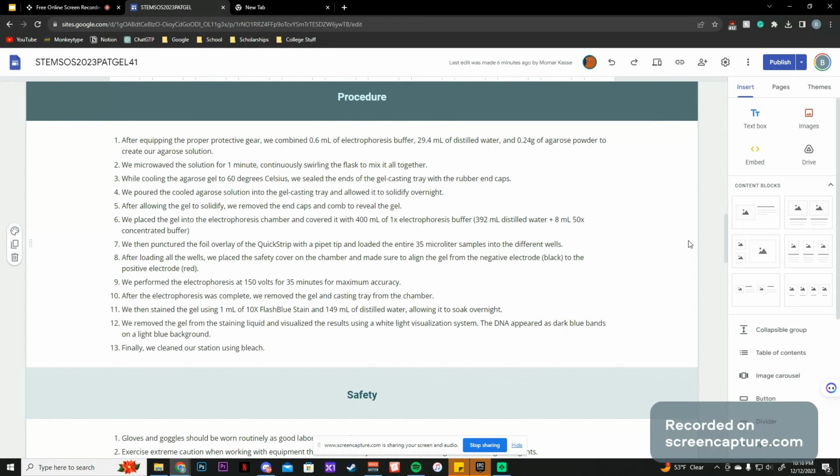We performed the electrophoresis at 150 volts for 35 minutes for maximum accuracy. After the electrophoresis was complete, we removed the gel and casting tray from the chamber. We then stained the gel using 1 milliliter of 10x flash blue stain and 149 milliliters of distilled water, allowing it to soak overnight. We removed the gel from the staining liquid and visualized the results using a white light visualization system. The DNA appeared as dark blue bands on a light blue background, and finally we cleaned our station.